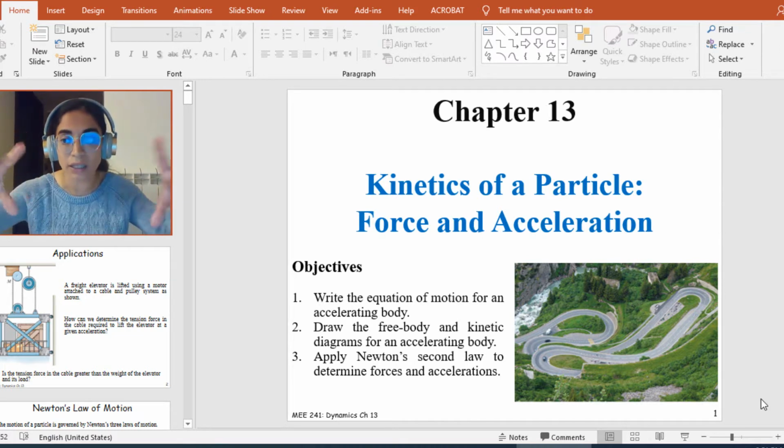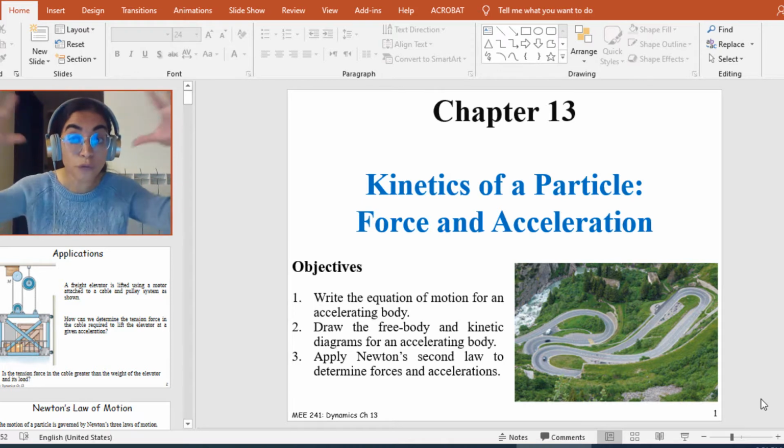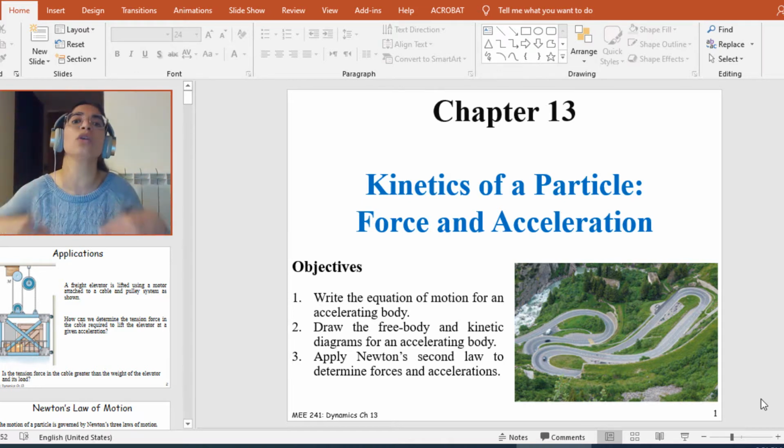Whenever I take a body, then this body is subjected to external forces. These external forces will cause the acceleration or the change in velocity. And then I'm going to apply Newton's second law. Remember what is Newton's second law? It's that sum of forces is equal to ma, where m is the mass and a is the acceleration, to determine the forces and acceleration.